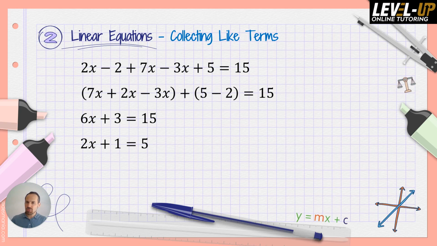And so 6 becomes 2, 3 becomes 1, 15 becomes 5. And now we can solve it the same way we've done before. Subtract 1 from both sides. Now divide by 2. We'll get x equals 2.